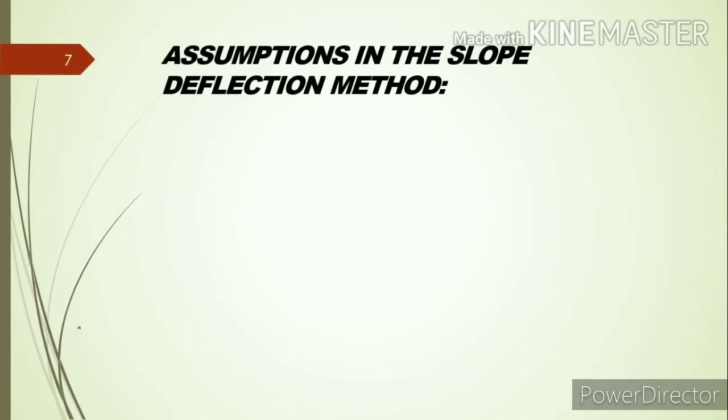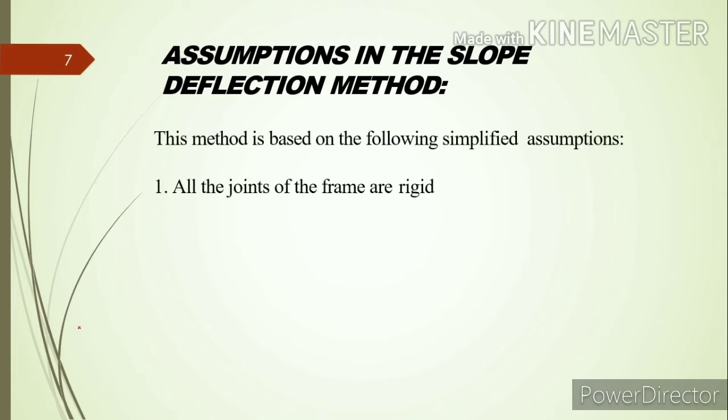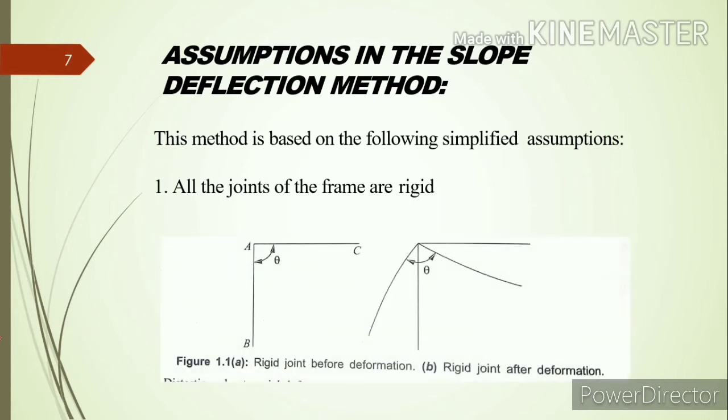The next one is the assumptions used in the slope deflection method. This method is based on the following simplified assumptions. First, all the joints of the frames are rigid. The first figure, figure A, is a rigid jointed frame before deformation. The members AB and AC are joined. Then the angle between the members AC and AB is theta.